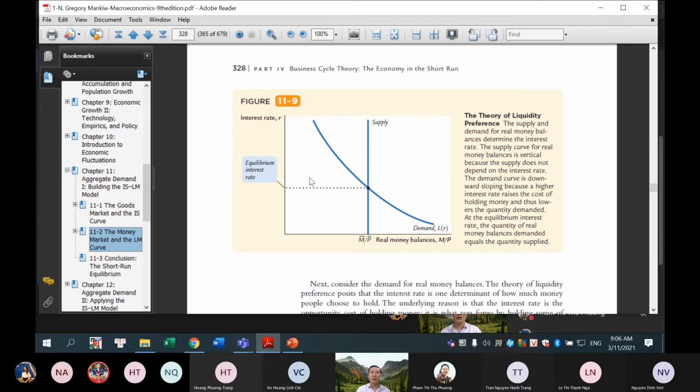For example, who can tell me what happens to the equilibrium interest rate if the economy grows and produces more goods and services? You can think for 1 minute and then I will ask some of you to answer.